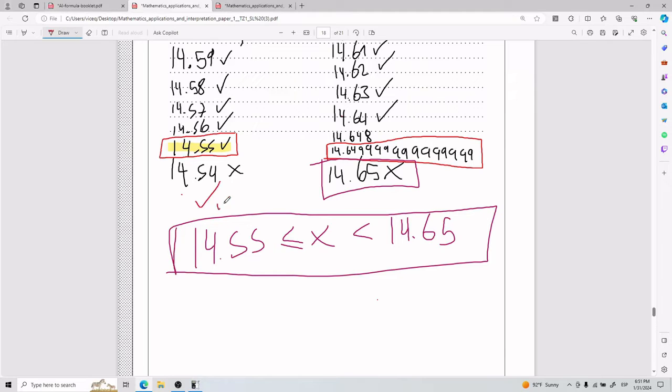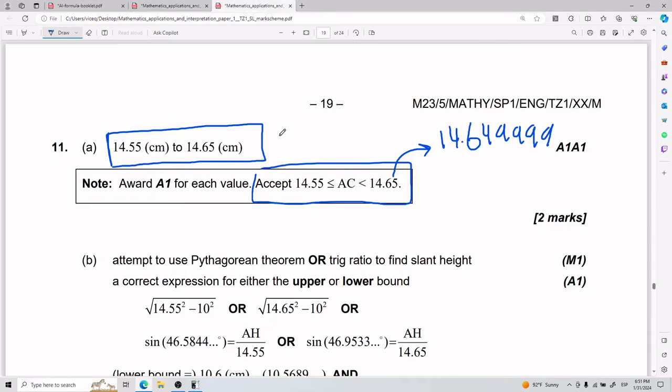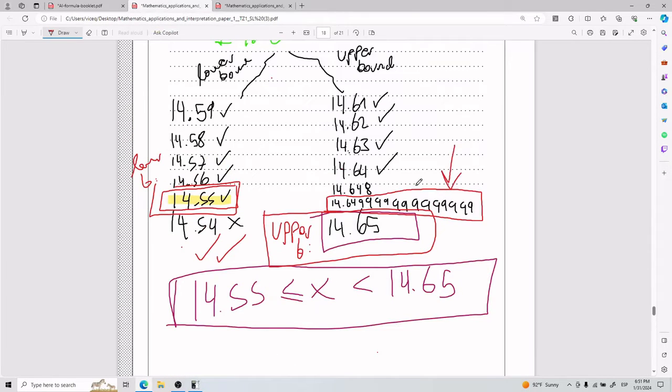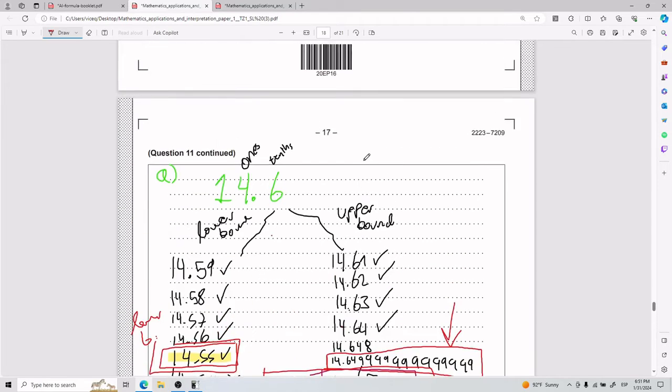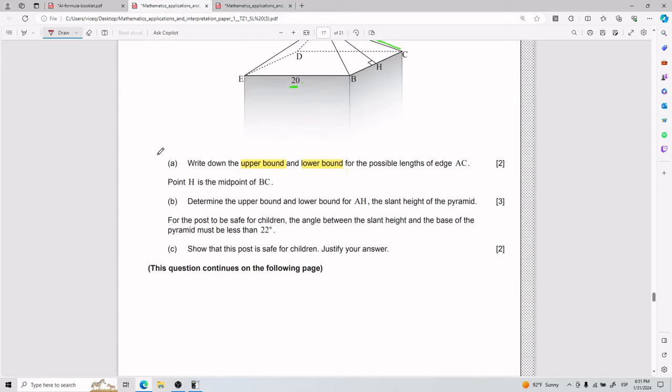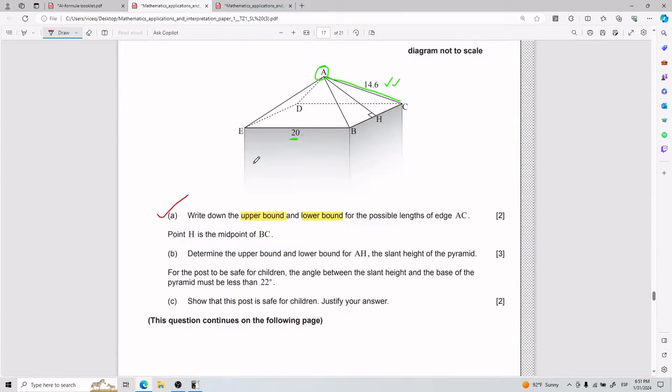You can either do the equality here, which makes a lot more sense to me, or you can say that the lower bound is 14.55 and the upper bound is 14.65. See? So you either say that the upper bound is this and that the lower bound is that. Whatever floats your boat, I just really needed to explain the thing where the 99999 ends up being 65. Okay, that is the thing you needed to understand in this exercise. That's that. Okay, so that is lower bound and upper bound. Ladies and gentlemen, we move on.